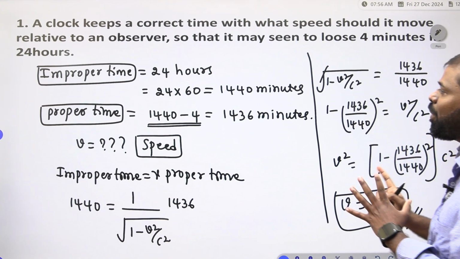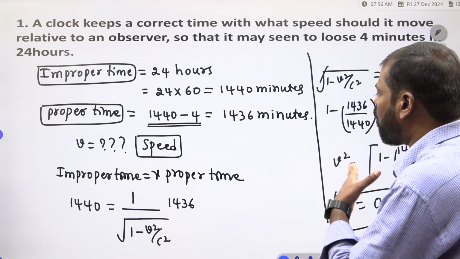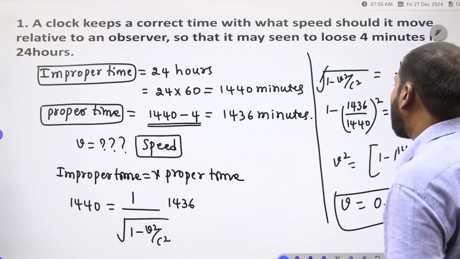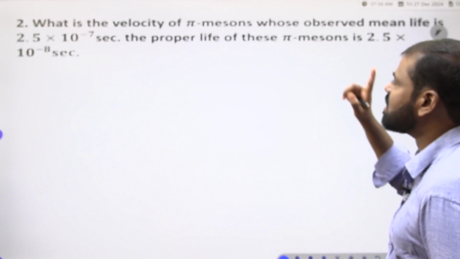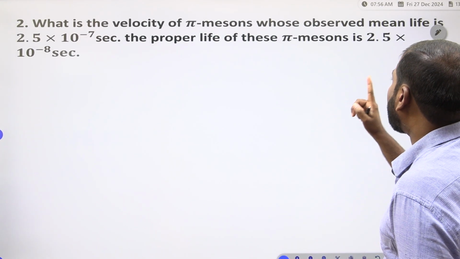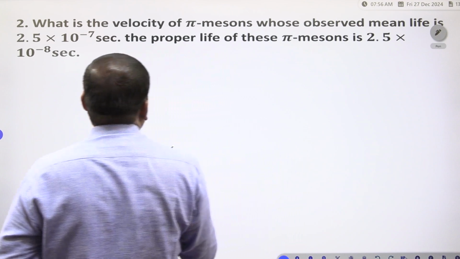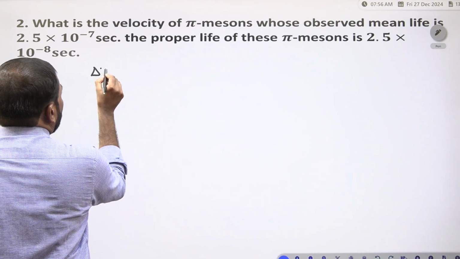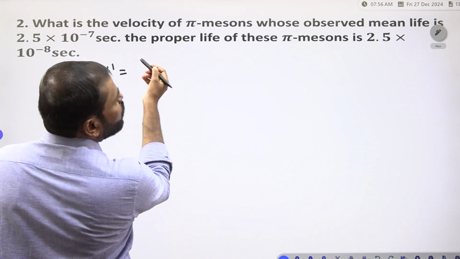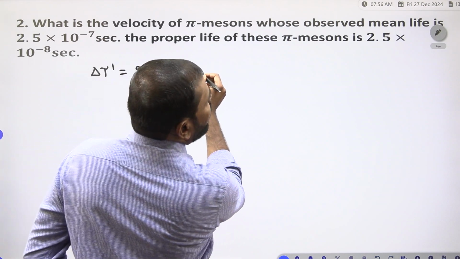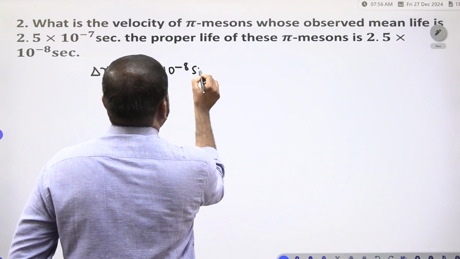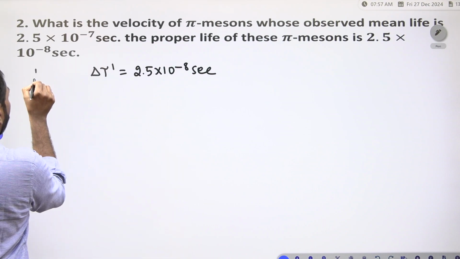It is very important how we approach the problem; we have to approach it like this. One more important problem: what is the velocity of pi mesons whose observed mean life is 2.5 into 10 to the power of minus 7 seconds? The proper life means proper lifetime, delta tau dash, which is 2.5 into 10 to the power of minus 8 seconds. This is the proper time.